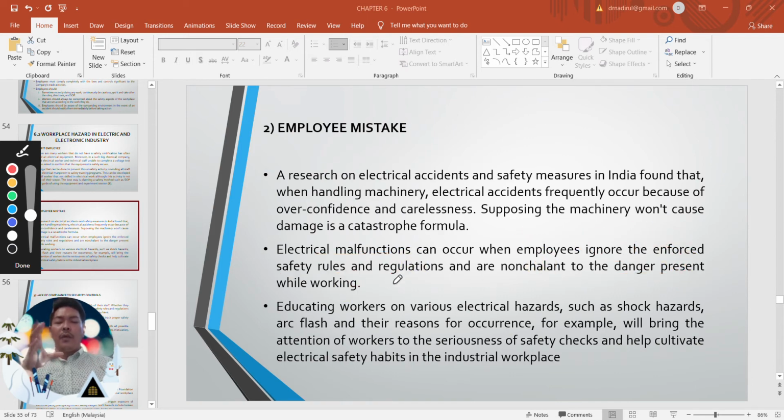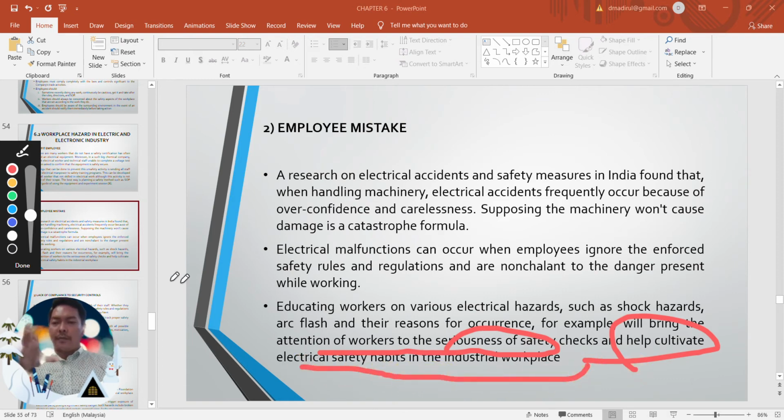Educating workers on various electrical hazards such as shock hazard and arc flash, and their reasons for occurrence, for example, will bring the attention of workers to the seriousness of safety checks and help cultivate the electrical safety habit in the industrial workplace.